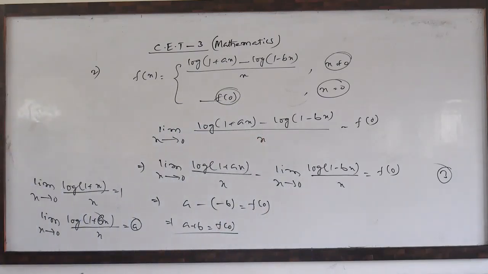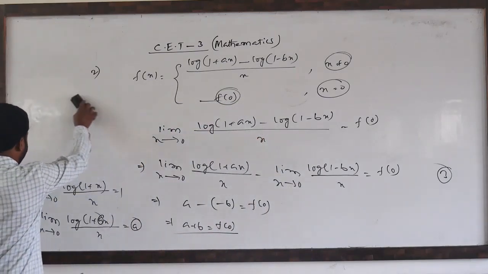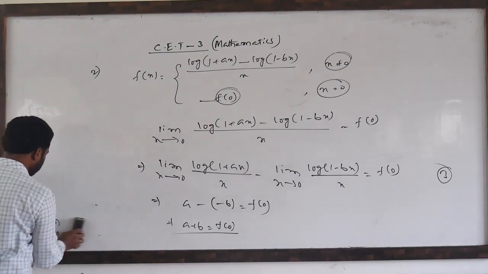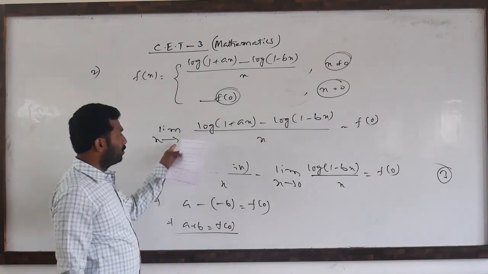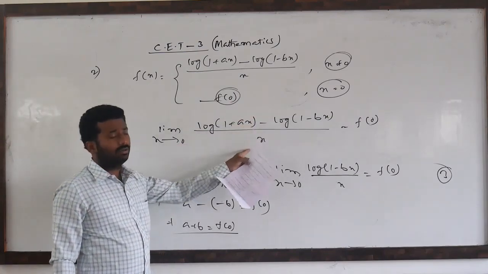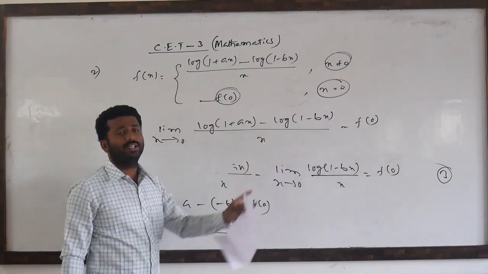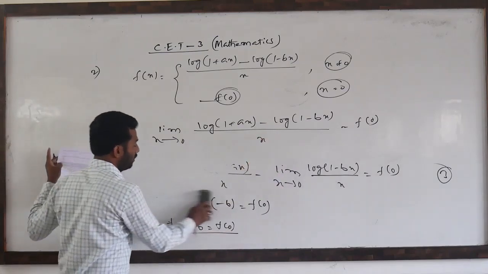Next, the third one. Suppose if you substitute x equal to 0, it means 0 by 0 form, so again you apply L'Hospital rule and easily you will get the answer, if you are not understanding these steps.